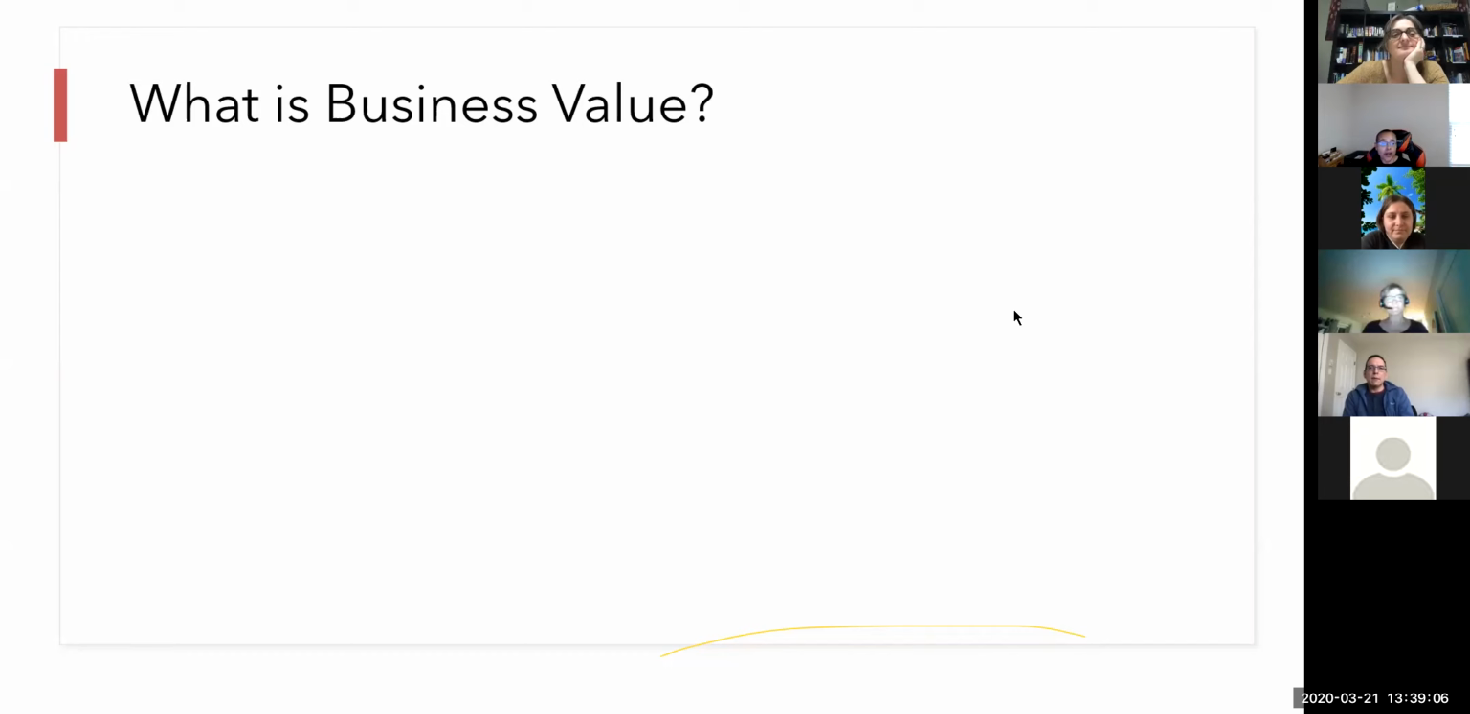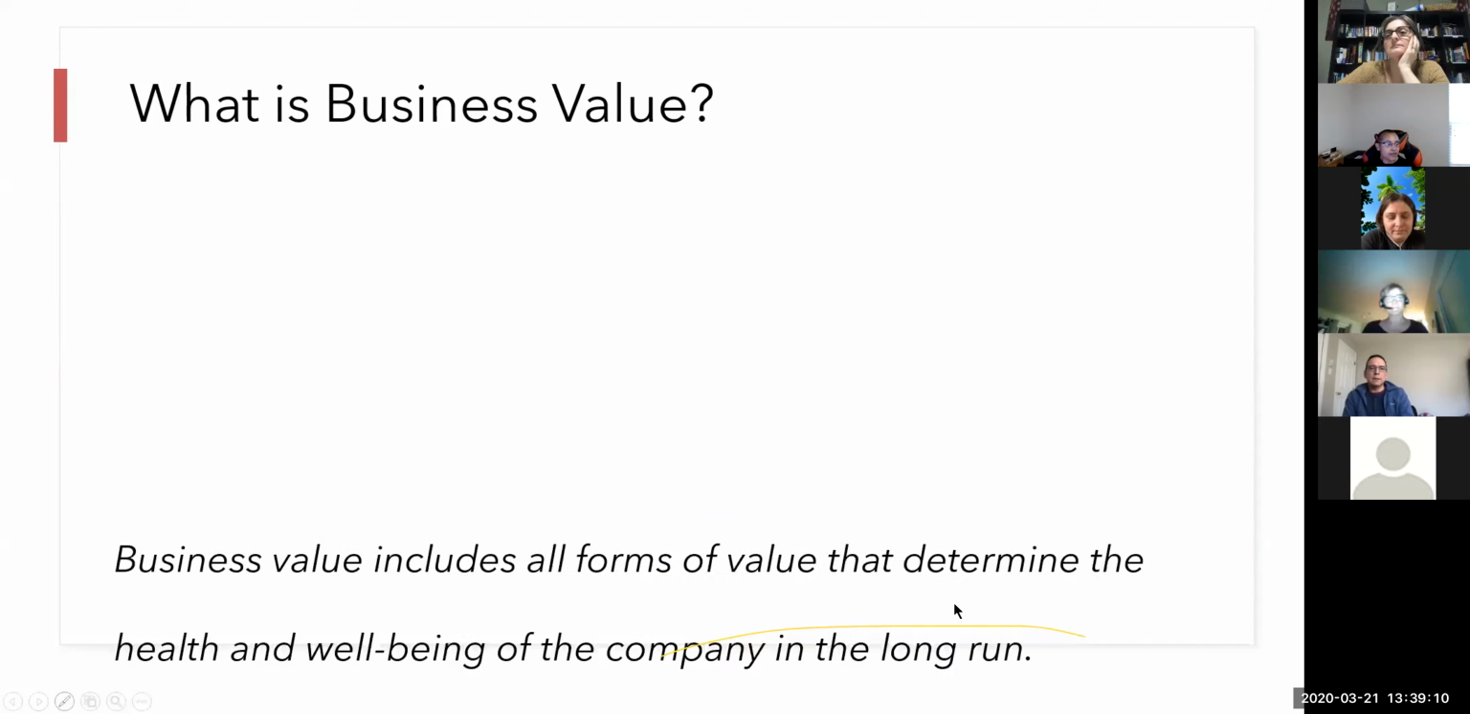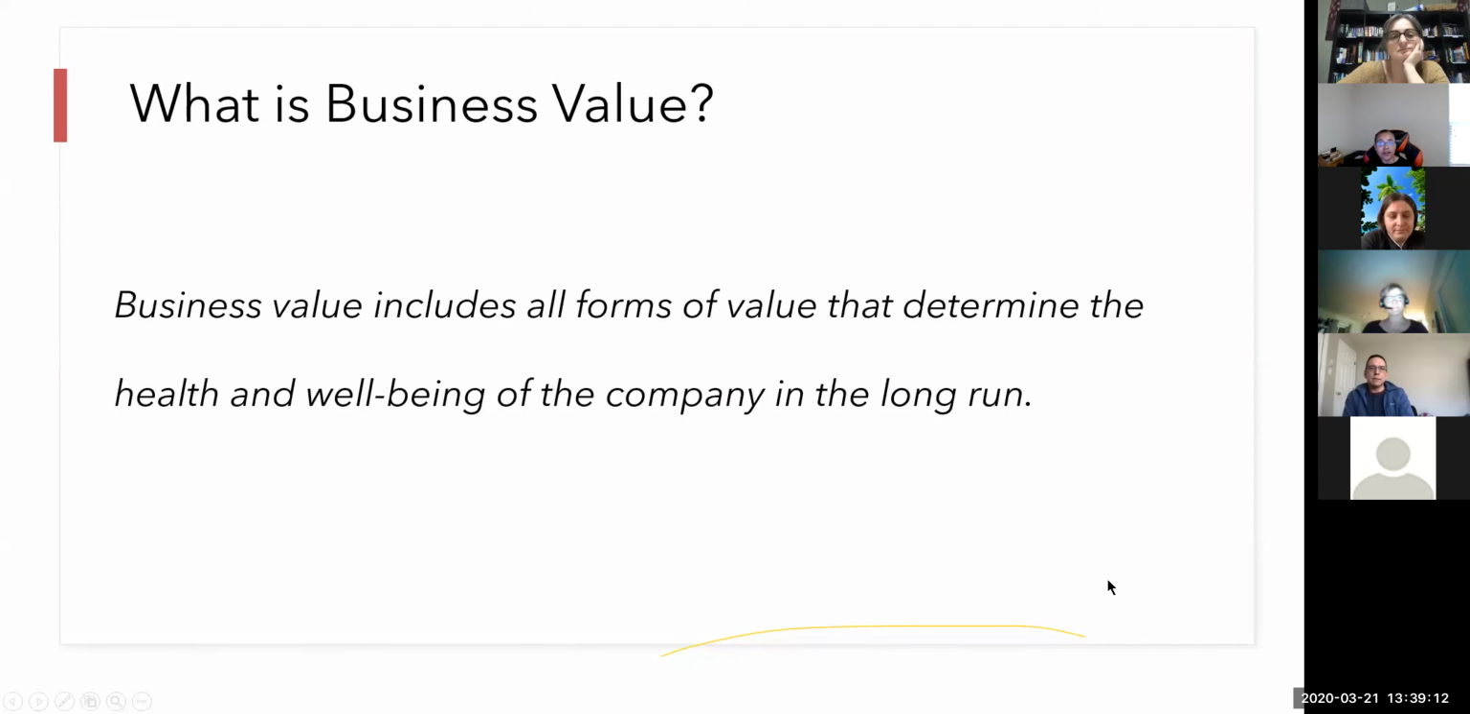Yeah. So in a broad sense, business value is defined as this. It includes all forms of value that determine the health and well-being of the company in the long run. And that's really broad and kind of vague. And so it really comes down to how you define the well-being of your company, what direction you're trying to take it in, where you want to go, and what outcomes you're trying to achieve.